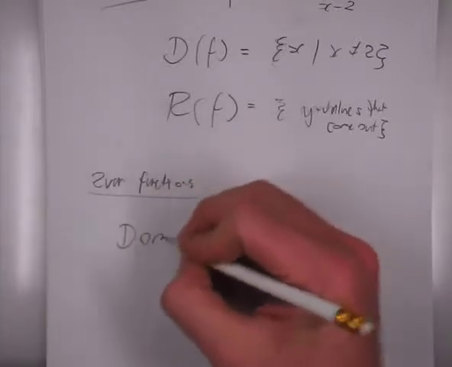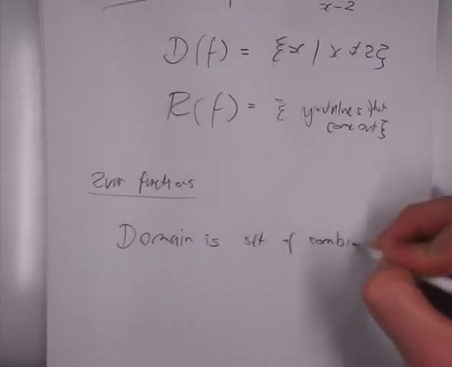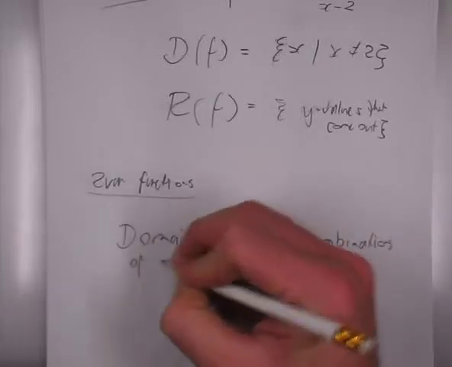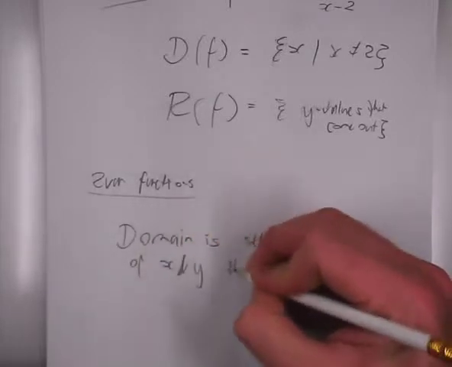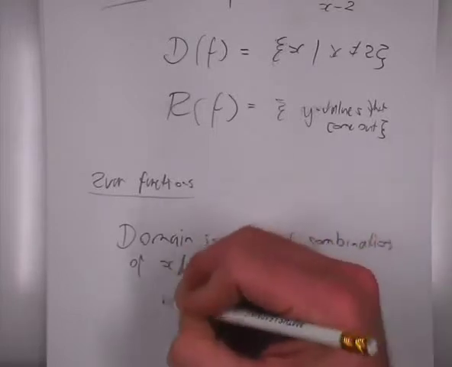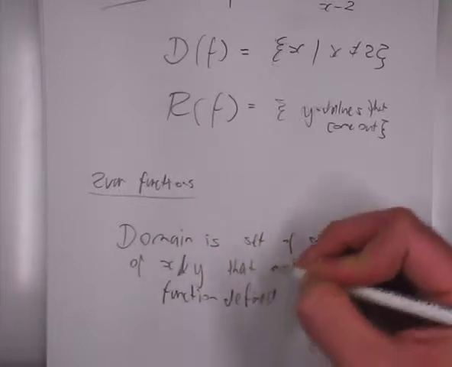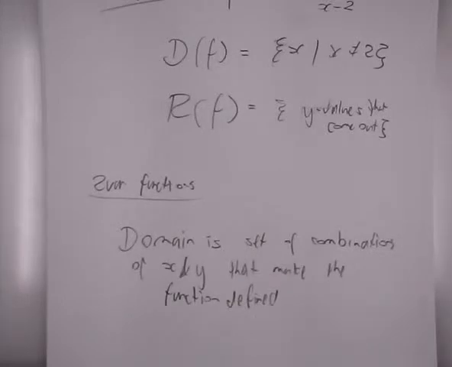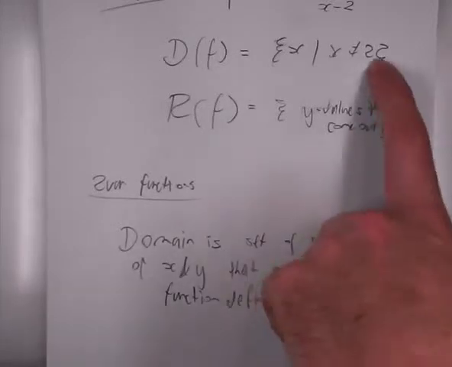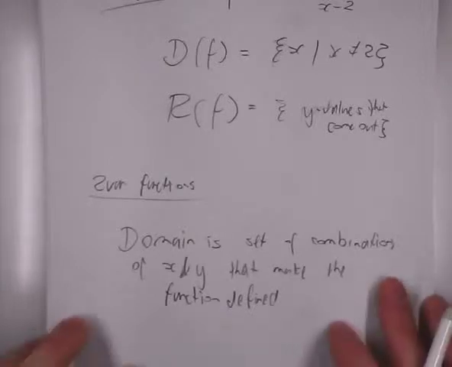So the domain is the set of x and y that make the function defined. And it usually can't be said in any particularly useful way. See, in this one we can say x isn't 2, and that's fairly simple. Or we could say all the x is greater than 1, and that's fairly simple. But we have to have combinations of x and y, and they might have to be combined in a particular sort of way in order to work at all.